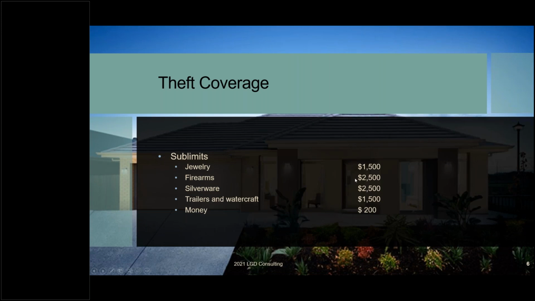Firearms, like guns, right? $2,500 is a sublimit. Silverware, $2,500. Silverware is worth more than the jewelry, so silverware is $2,500 is a sublimit. Trailers not used with watercraft or trailers used with watercraft, $1,500. And cash, $200. Okay. Now, all of these, you can actually get a floater to increase the limits on this, except for the money. Cash, you cannot buy a floater to increase the coverage on money. That's a stuck $200 for the test.